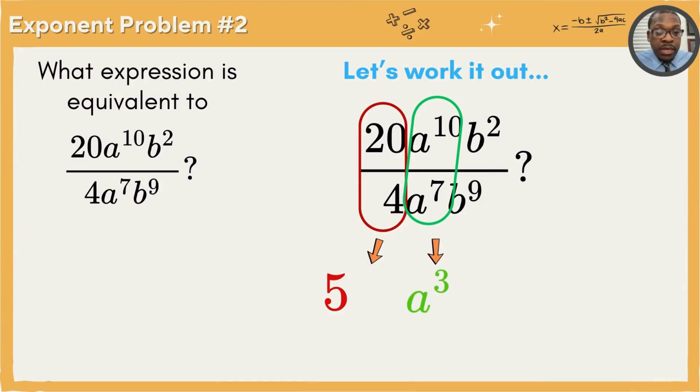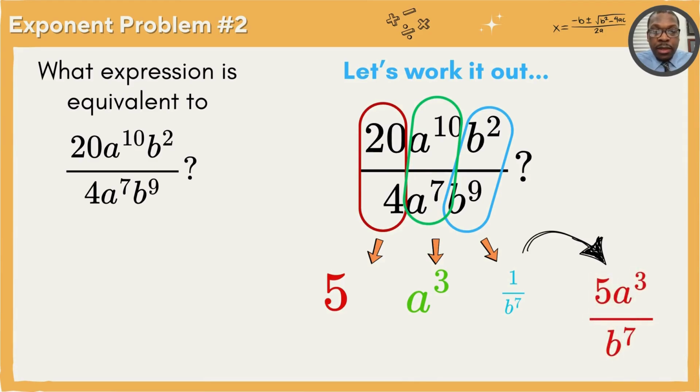And then let's put the b's together. Okay, b to the 2nd divided by b to the 9th. Now, in this situation, there's more b's at the bottom than there are at the top. So if we're going to write this, we should have b to the 7th at the bottom, not at the top, at the bottom. So that should be 1 over b to the 7th. Now, if we had to put it all together, though, the 5 goes at the top, the a to the 3rd goes at the top, the b to the 7th stays at the bottom.